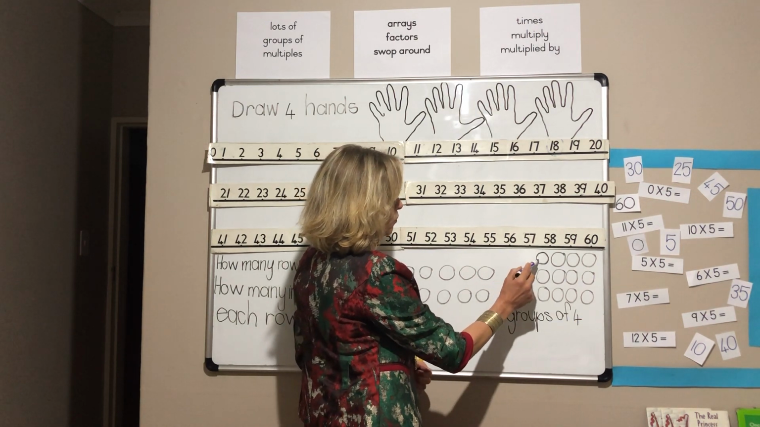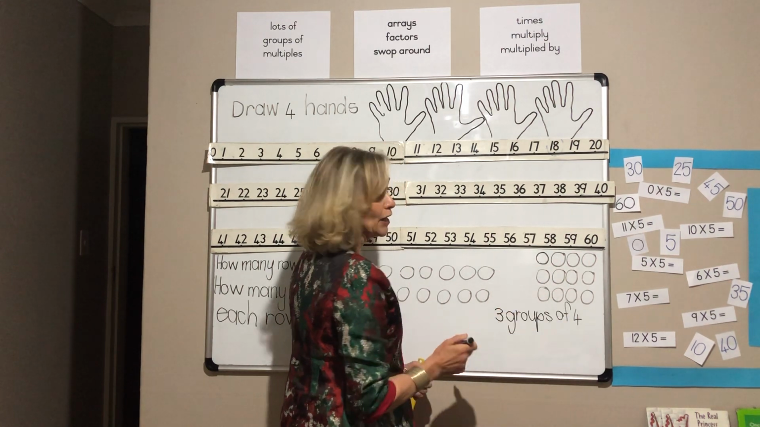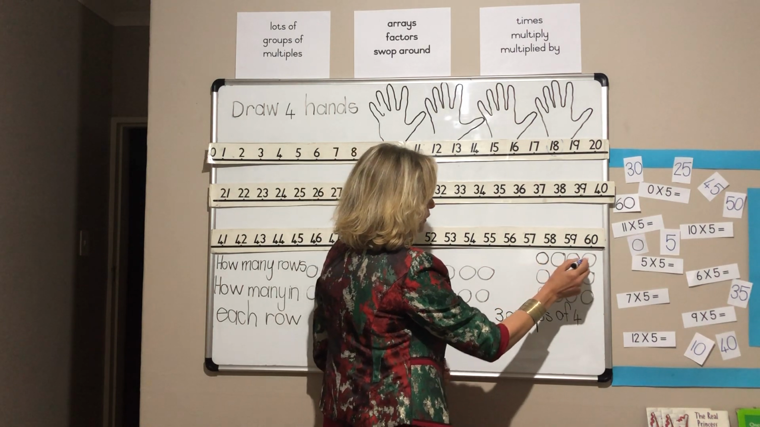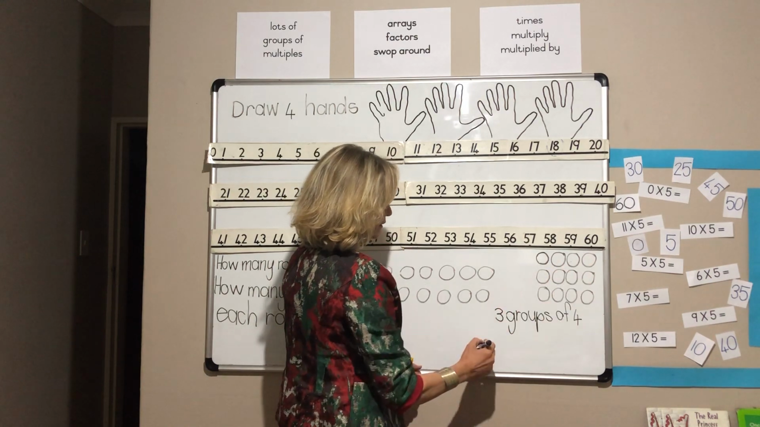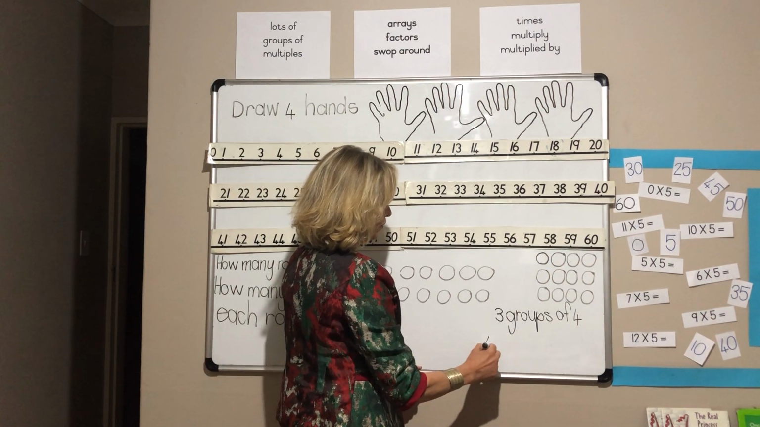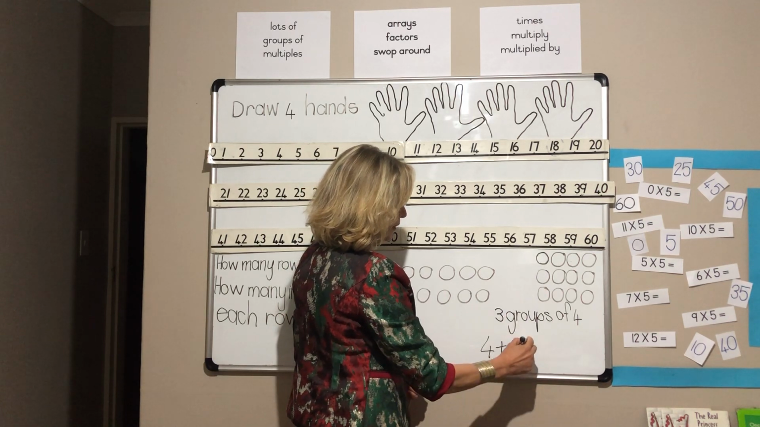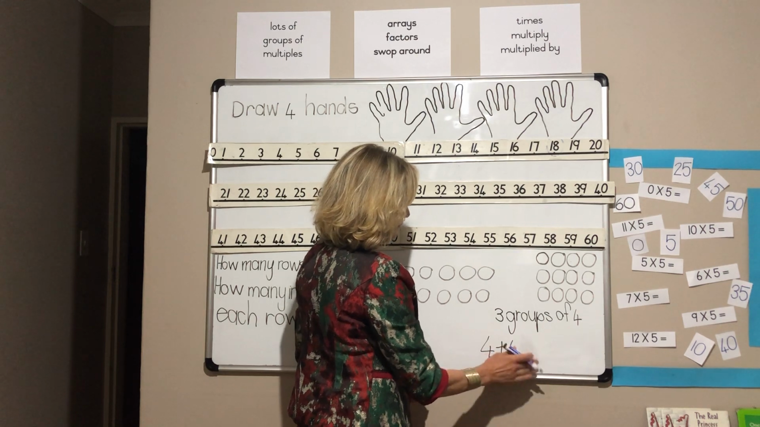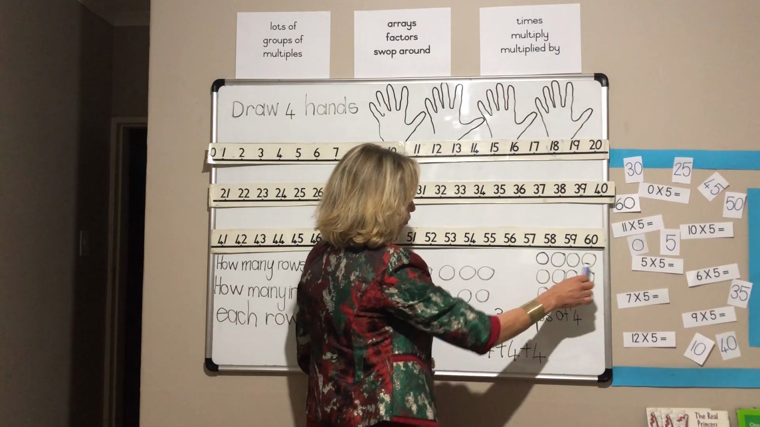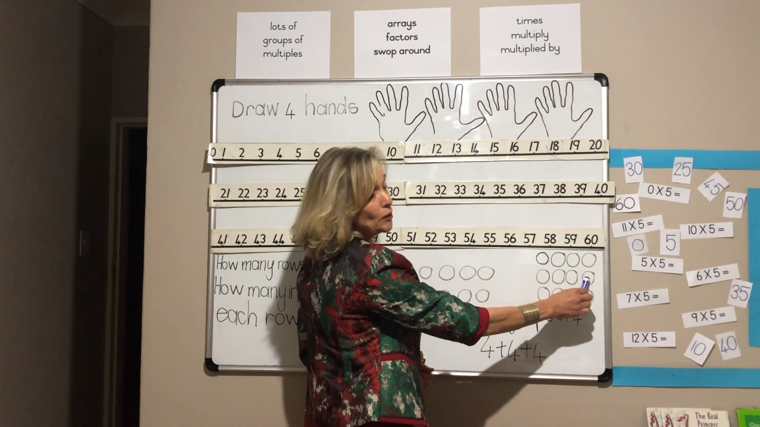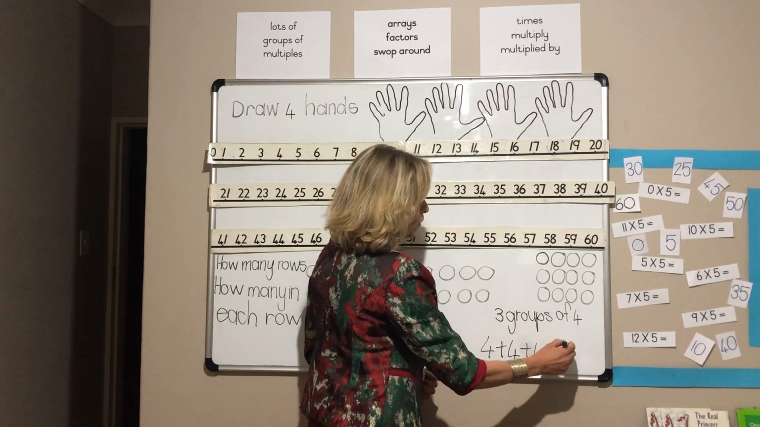Right, so there's 1, 2, 3 groups or 3 rows, arrays, and 1, 2, 3, 4 in each one of them. And that is the same as saying, how much is there? 4. Plus 4. Plus 4. And all of it together, 4 plus 4 is 8, plus 4 equals 12.